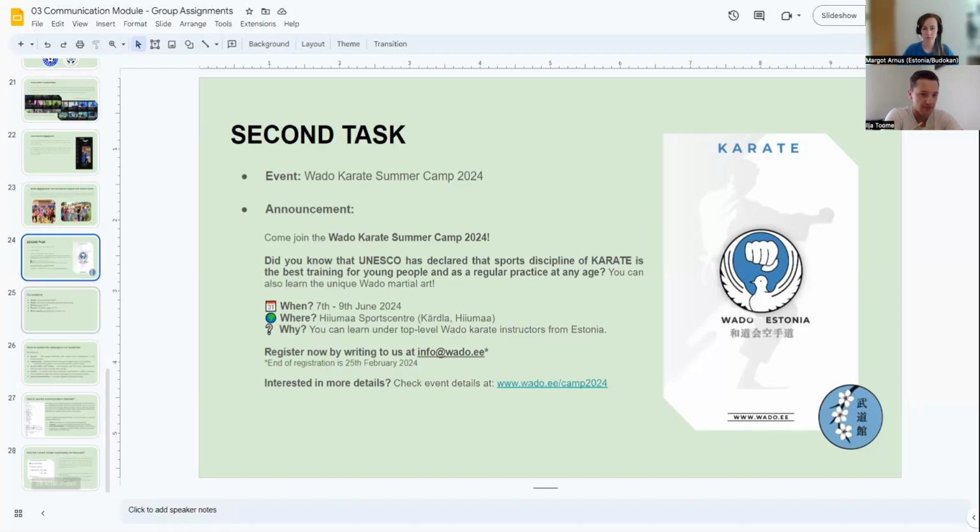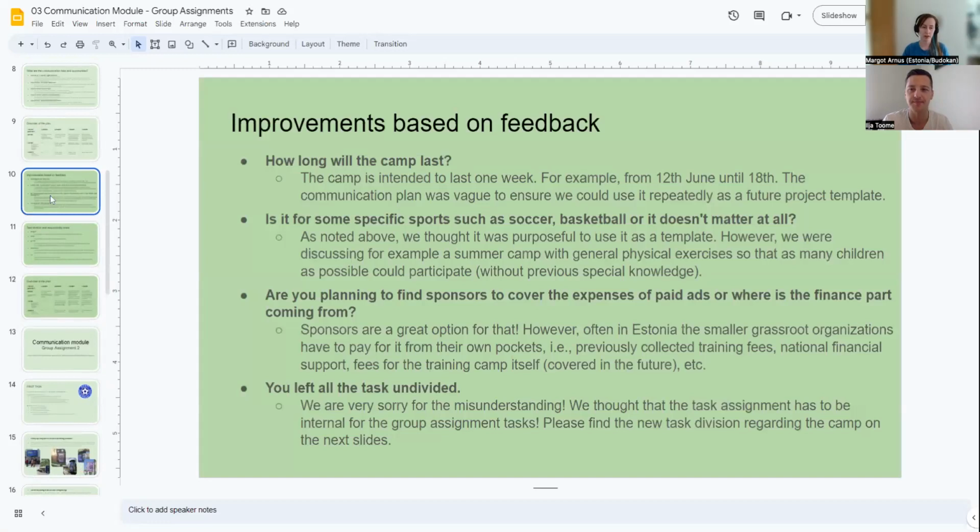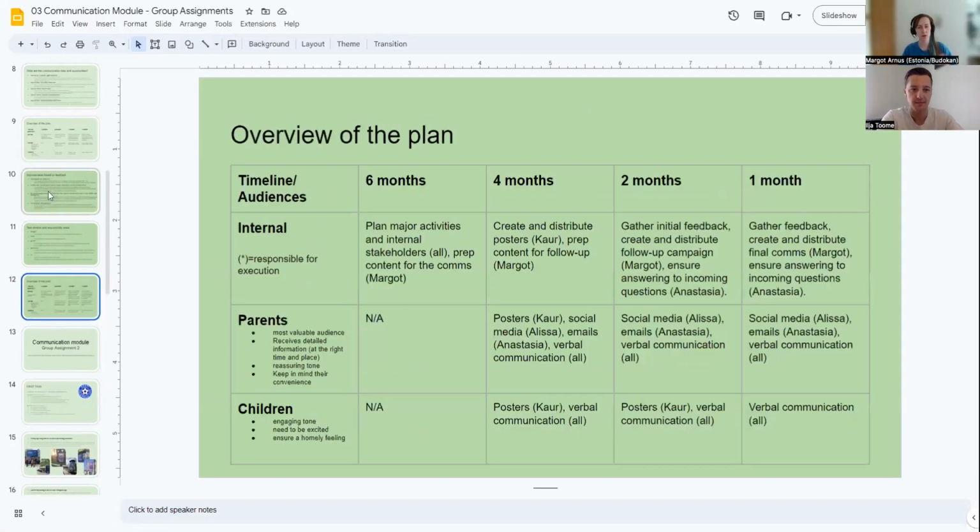And I saw some of the slides were dark green. Is there some difference between those? Yeah, I made the dark green ones that we fixed in the first assignment after the feedback, just to make them stand out a little bit. But otherwise, there is no difference. It's just added later on.